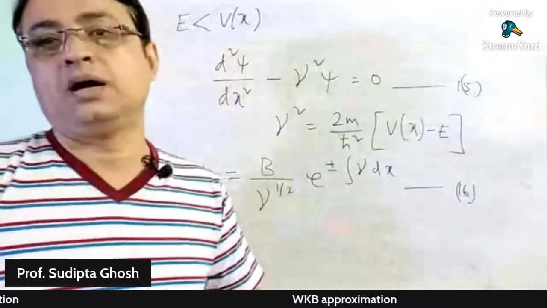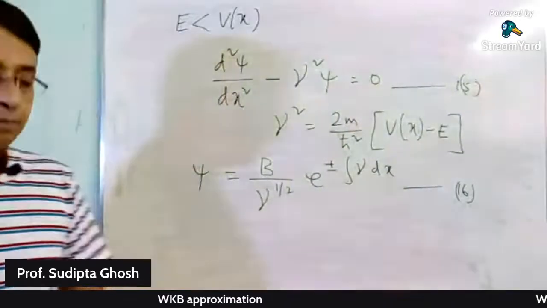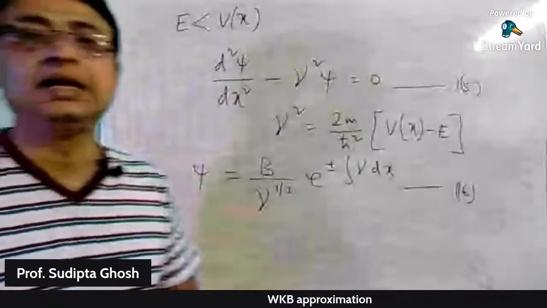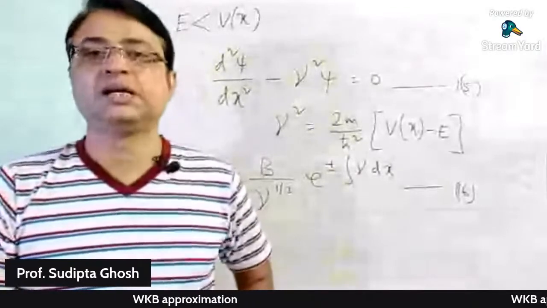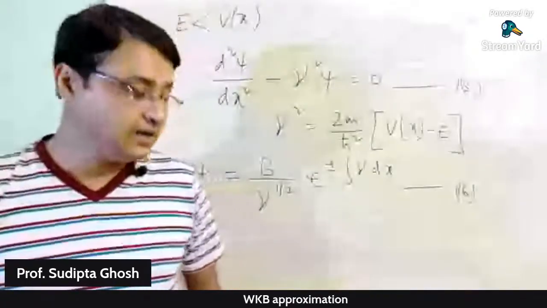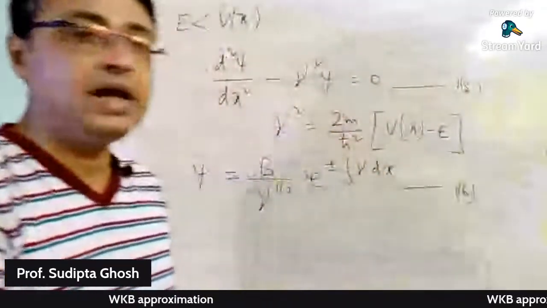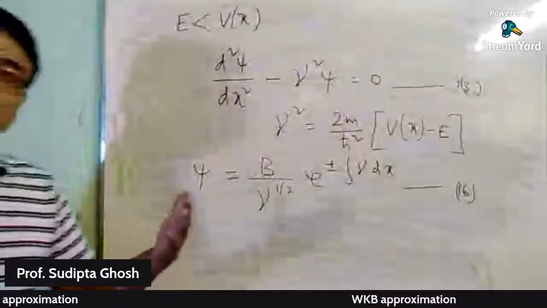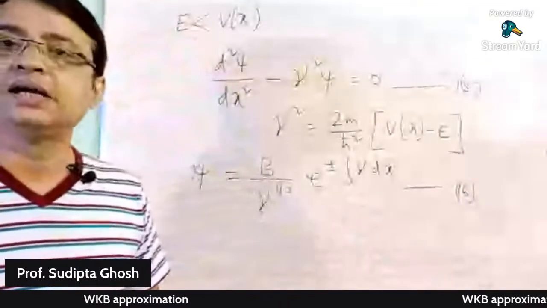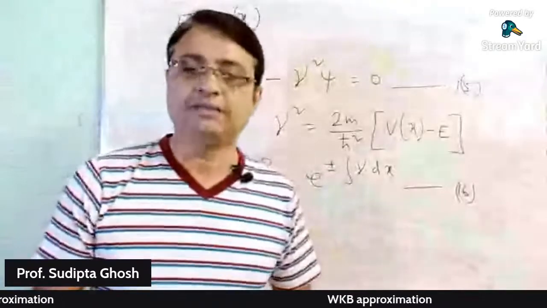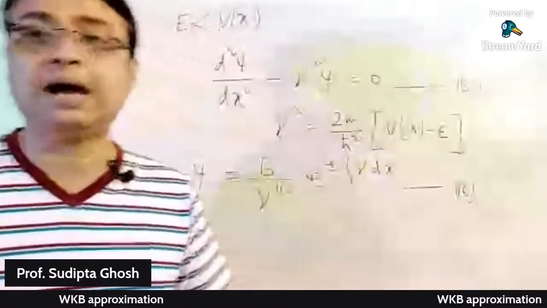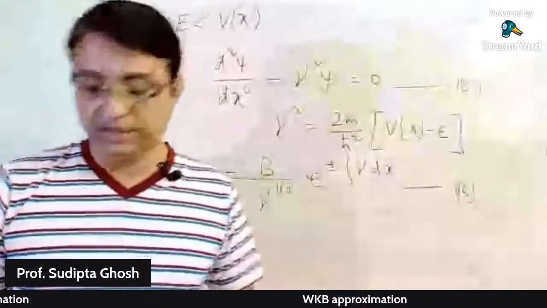Now you can ask me what will be the case when E approaches the value of the potential, that is, when the energy of the particle approaches, or E nearly equals, V(x). So what will happen? I have taken two cases independently: one is E greater than V(x), and then I raised the case when E is less than V(x). Now you can ask what will happen if E nearly equals V(x).